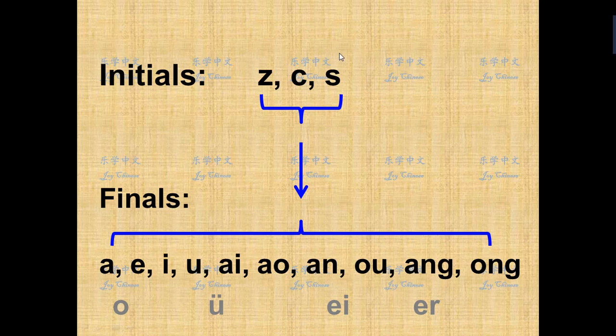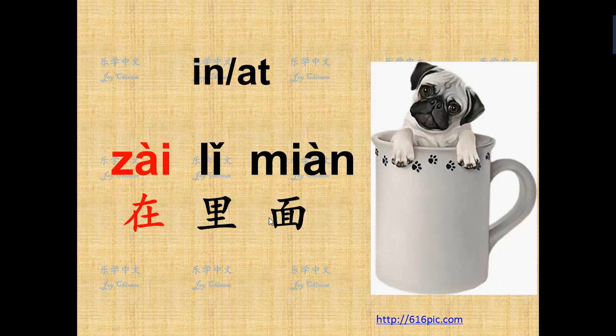For these three initials, they can combine with A, E, U, I, Ao, An, O, On, but cannot combine with the bottom ones. There is an exception, that is the combination of Z and A, second tone. Zá, and this word means a sieve.